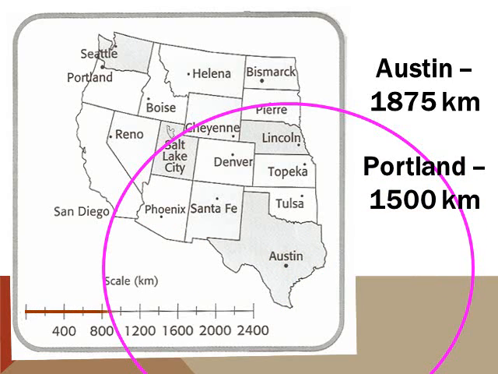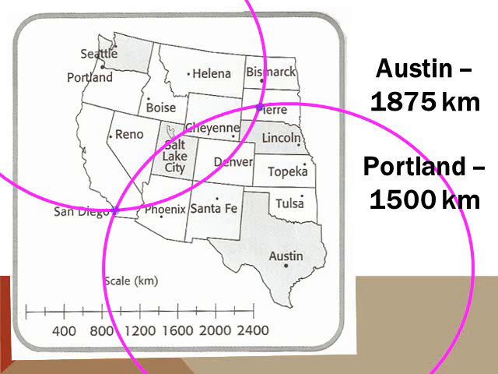So then we go to Portland, and Portland says that the epicenter is 1,500 kilometers away from us. Well, we draw a circle for Portland all the way around, and we see that Portland's circle intersects with Austin's circle at two locations. So that means that Pierre could be an epicenter as well as San Diego, because those two points are both 1,875 kilometers away from Austin, as well as 1,500 kilometers away from Portland. So in order to really refine this, in order to get down to one location, we need a third point.